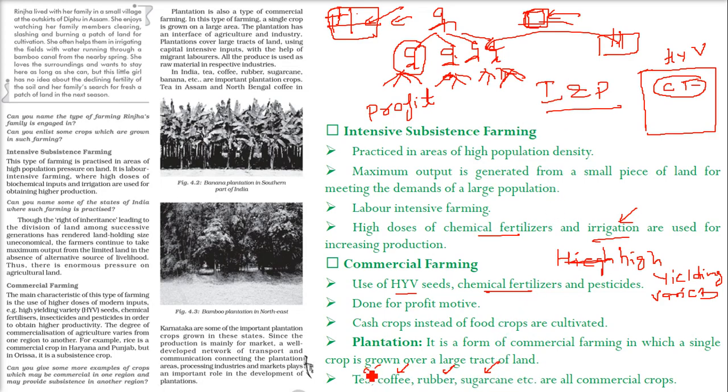So tea in Assam, North Bengal, coffee in Karnataka. These are some important plantation crops in these states, right?